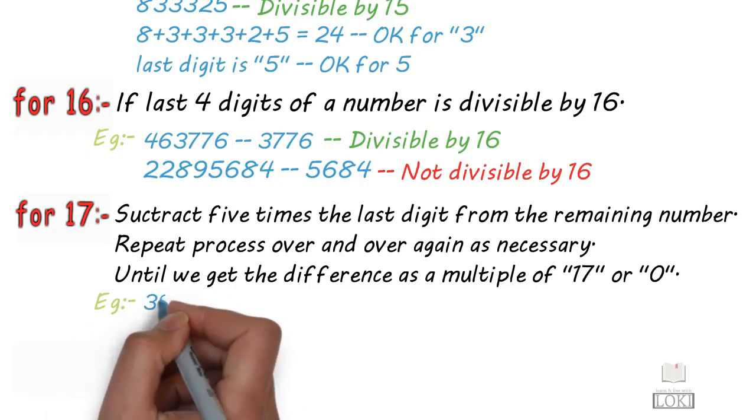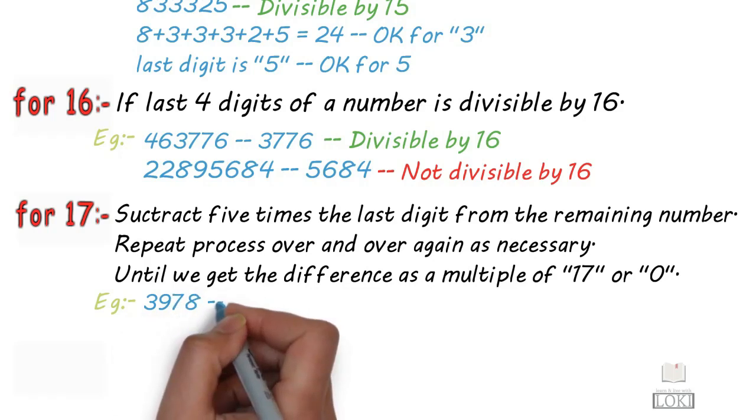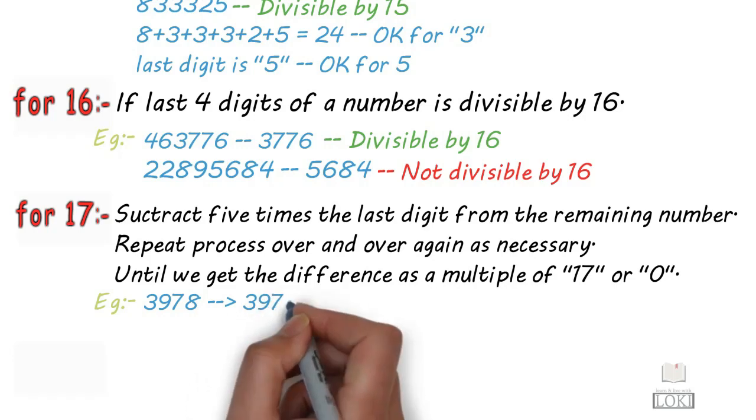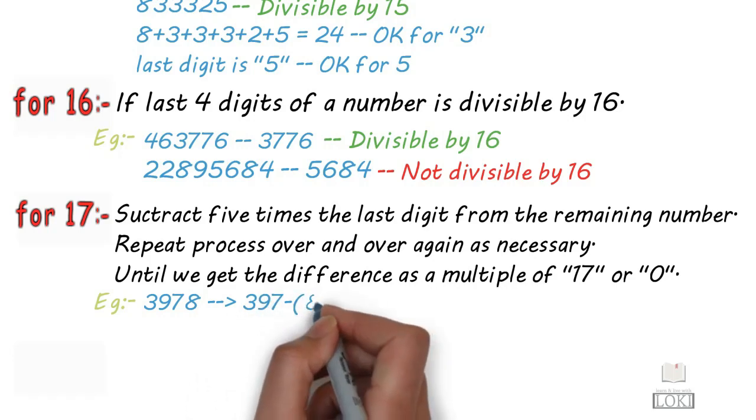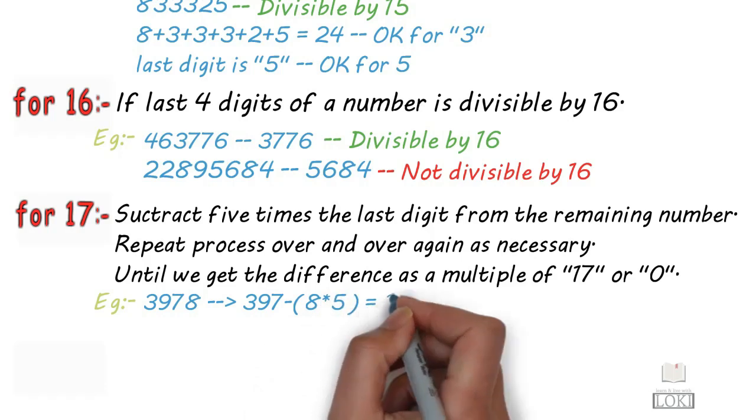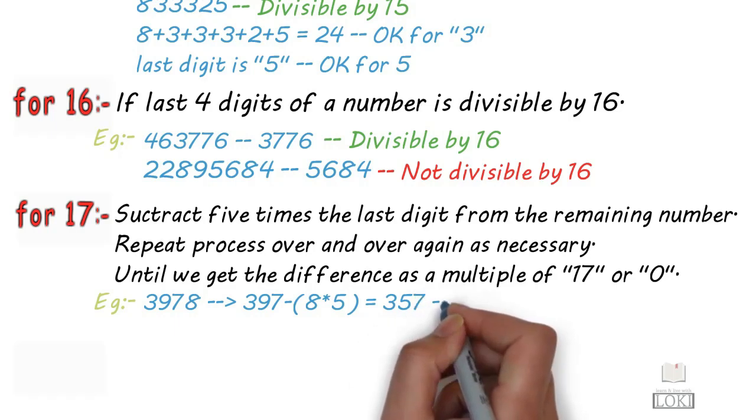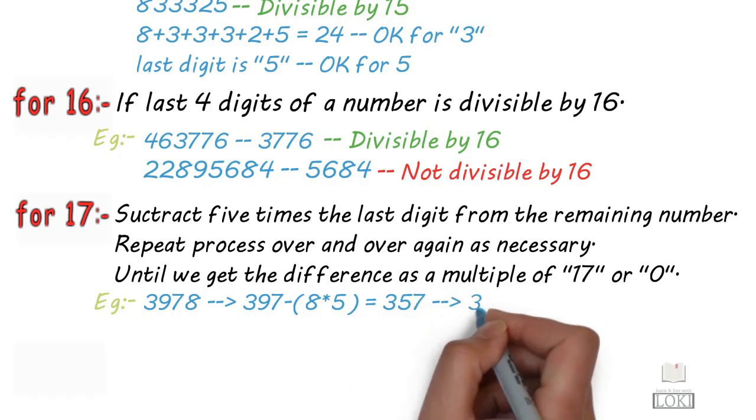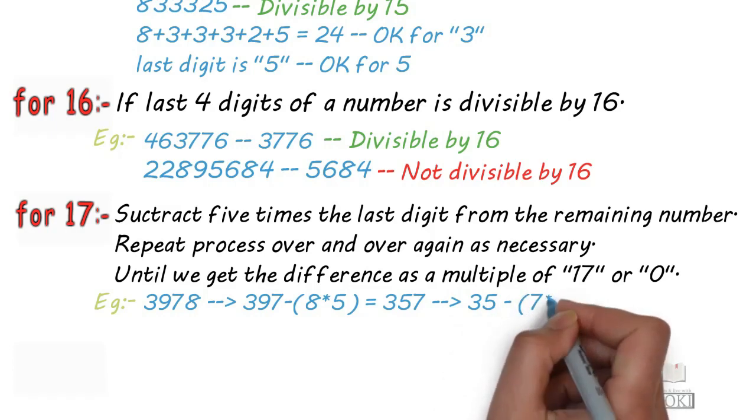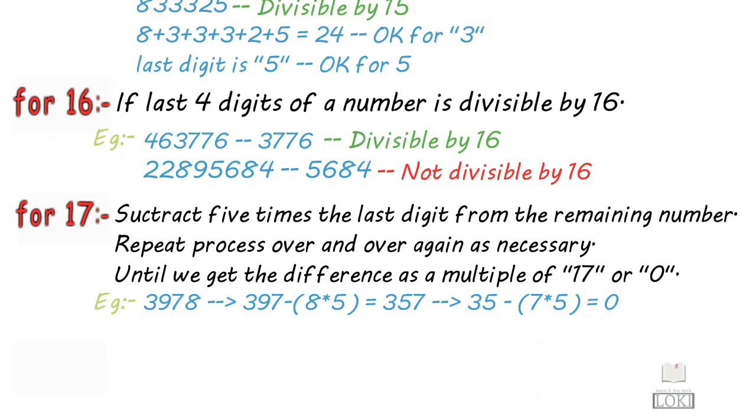Let's take a simple number for better understanding. In this example, 3978, we have to multiply the last digit, that means 8 times 5, and we need to subtract the 45 from 397. We get the answer 352, and again we have to subtract the last digit times 5 from 35. 7 times 5 is 35, 35 minus 35 is 0. So this 3978 is divisible by 17.